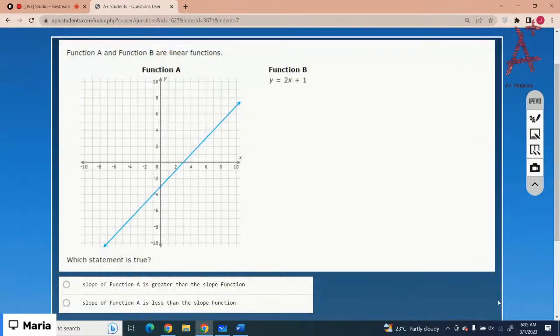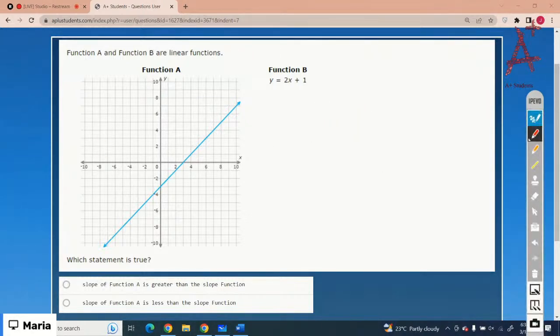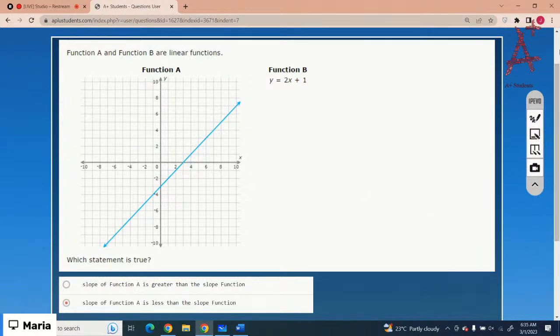Okay, which is the correct option? The slope of function B is 2 and the slope of function A is 1. Slope of function B, just look at the equation, so it would be 2. And just look at these points, it would be 2 over 2. So the slope of this function is 1. Got it? That means the slope of function A is less than slope of function B. The second one is the correct option.